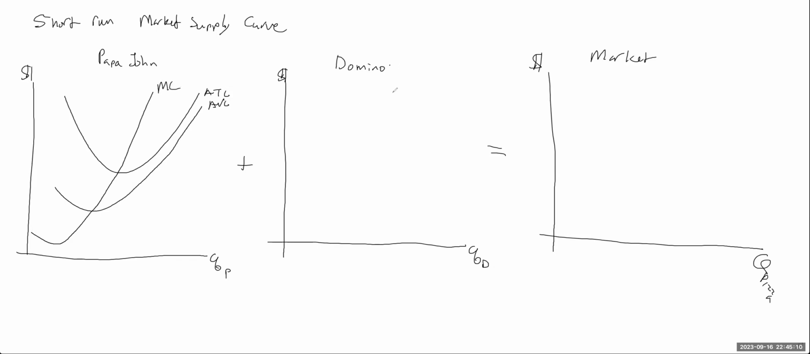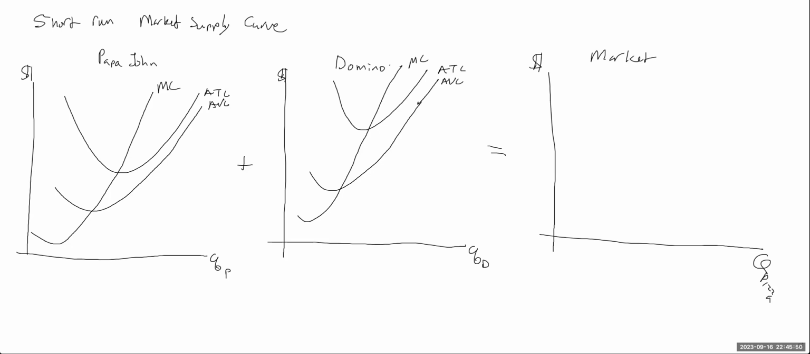Domino's, they did something differently. They picked their own secret recipe and sauce, their suppliers, and their pizza ovens. So their average total cost curve looks like this. Average variable cost curve looks like this. And marginal cost curve looks like that. Okay, so Domino's and Papa John's, they do different things, and so they have different cost structures. So how do we figure out what the market supply curve is?